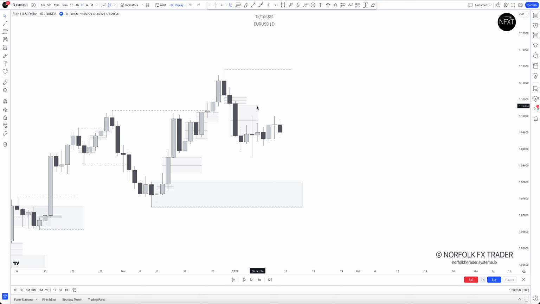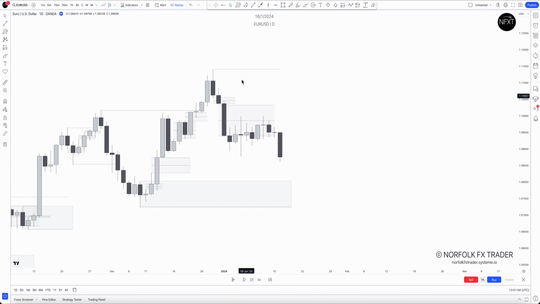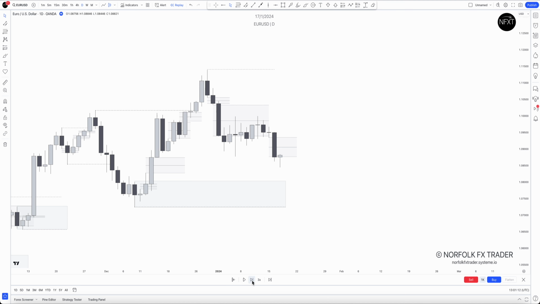Let's just mark this across. Okay, yeah, so we're back at the 50%. We just need to see that expansion away. Okay, so there's our expansion away. That leaves our new zone. Again, we're looking for a pullback into this zone to target down to this demand.